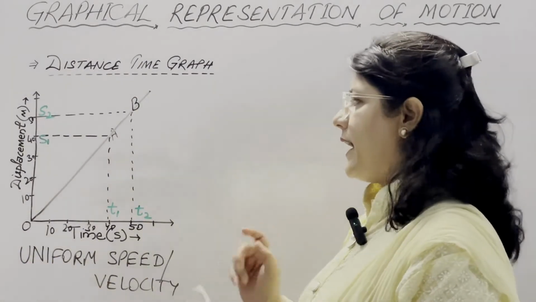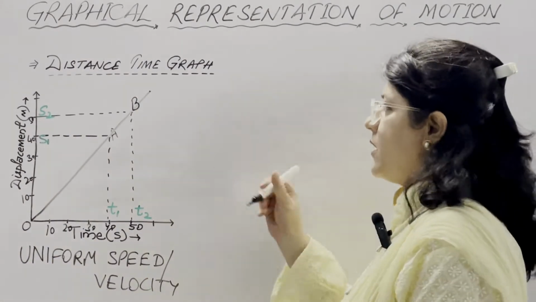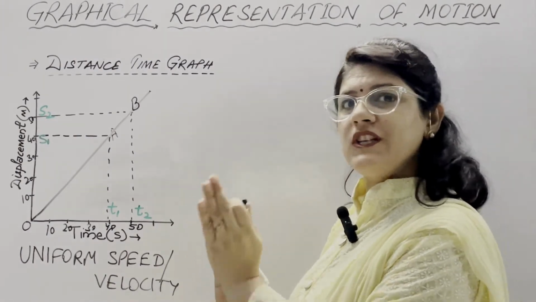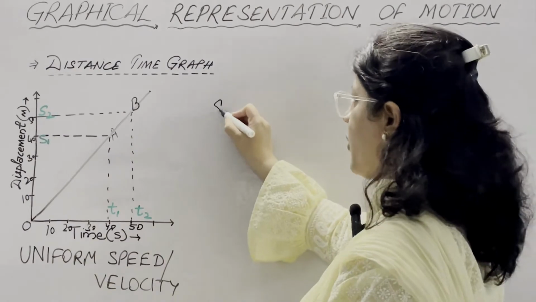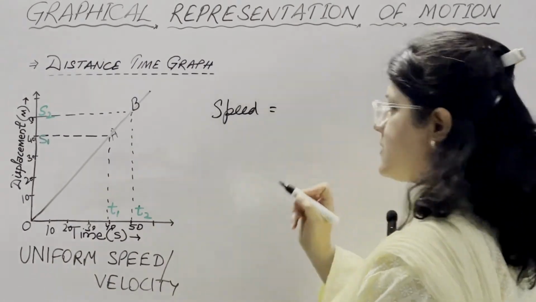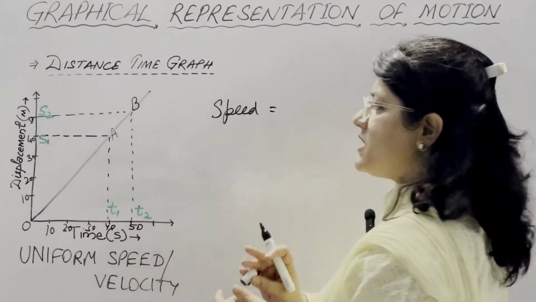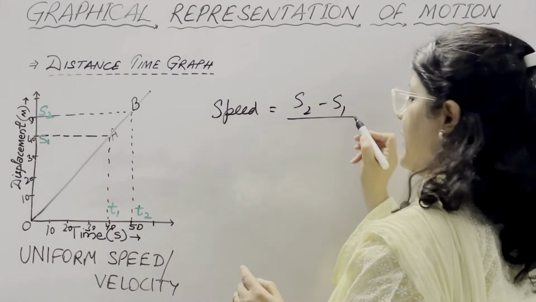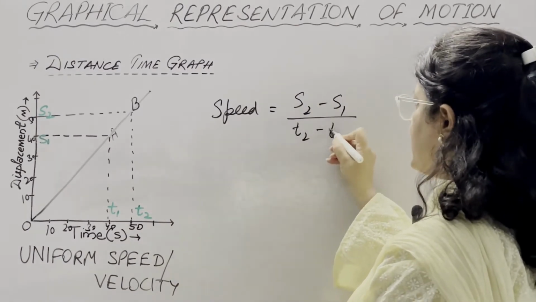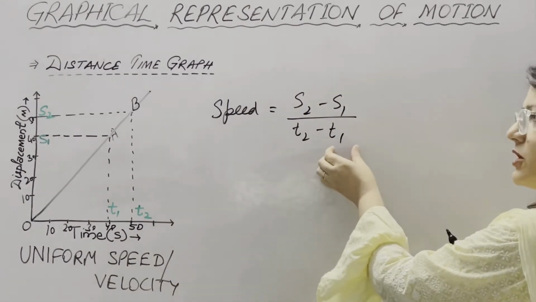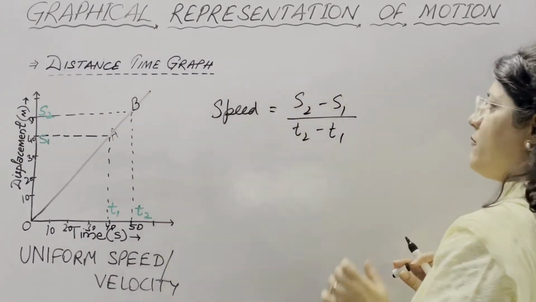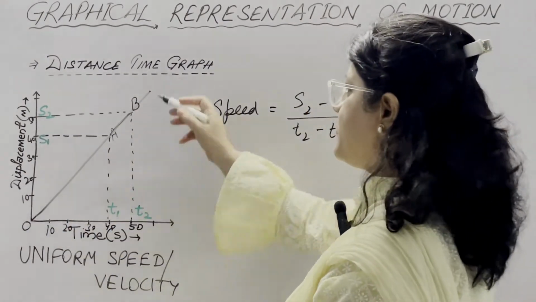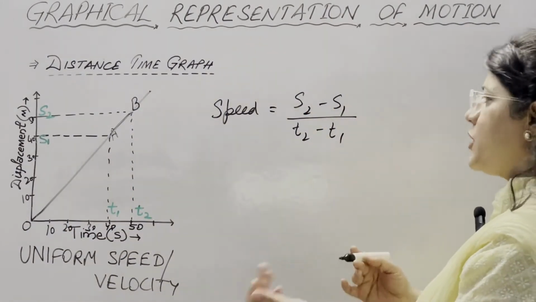Displacement on the y-axis and time on the x-axis. Now, we need to find the slope of this graph if we want to know the speed of this object. So the formula for speed of the object is second displacement minus first displacement, that is S2 minus S1, divided by T2 minus T1. This is the final time, this is the initial time. This is the second displacement and first displacement, if we take this portion AB of the object, which is moving with uniform speed or uniform velocity.